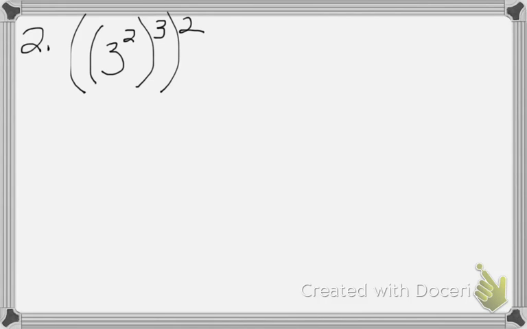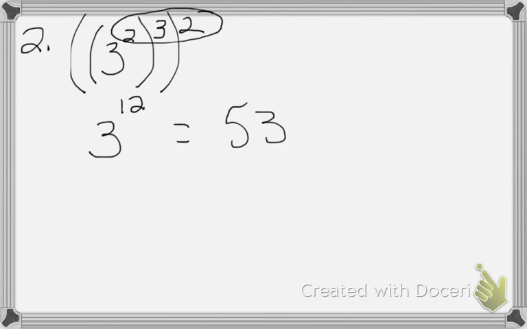Number 2, this is a power of a power of a power. My base is 3, so keep the base, and then I multiply all the exponents. 2 times 3 is 6, 6 times 2 is 12. And then using a calculator, you calculate what 3 to the 12th is, which is 531,441.